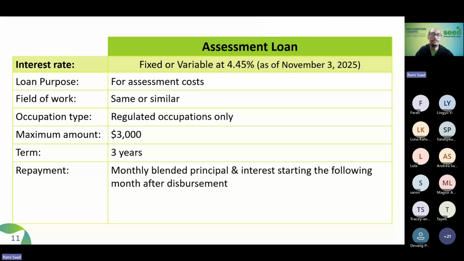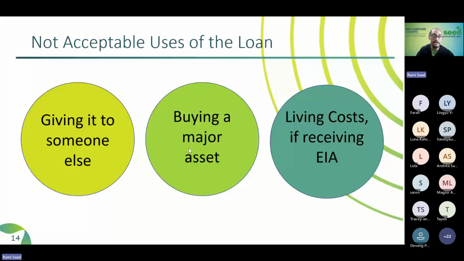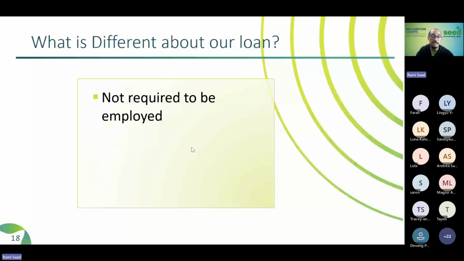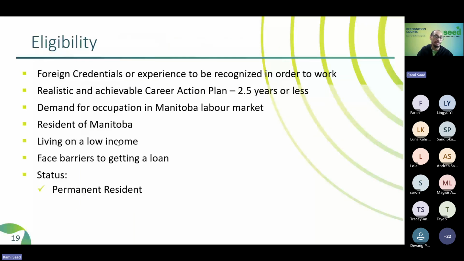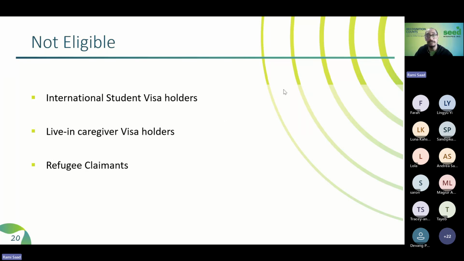Here we only have two loans: the assessment and the FCR, the Foreign Credentials Recognition Loan. And yes, it applies to both. If you are a student on a student visa or a caregiver visa, unfortunately, you cannot be eligible for either of the two loans we have here. So for these three ineligibility categories, refugee claimant, live-in caregiver, or international student visa, whether it's the assessment loan or the foreign credentials loan, unfortunately, you're not eligible.